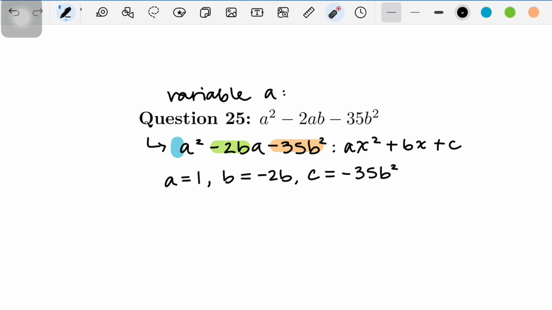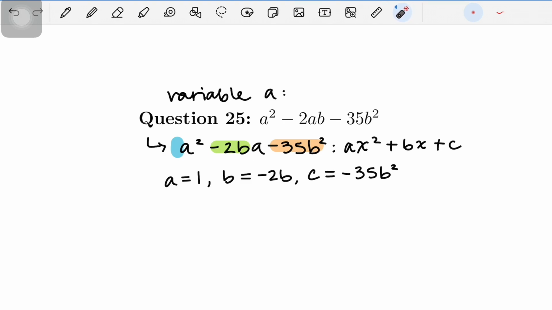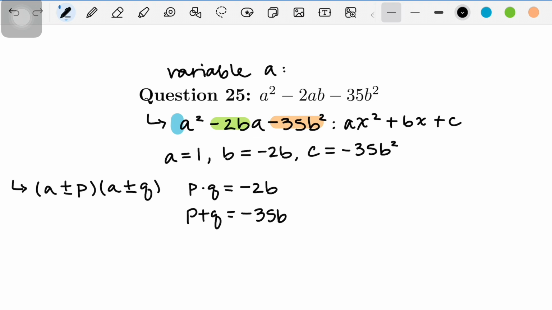Now I know it might be confusing with all our a, b's, and c's here, but this is just to emphasize this is our standard form, and we're just identifying the coefficients in front of our squared and our a terms and then our last term. So since we're thinking of this in terms of our variable a, this means our fully factored binomials are going to be a plus or minus our p times a plus or minus our q, where our p times q is going to give us our c term, our minus 35b squared, and p plus q is going to give us our b coefficient, our minus 2b.